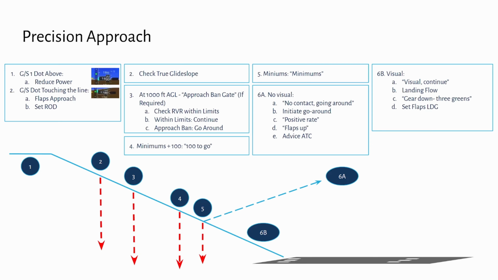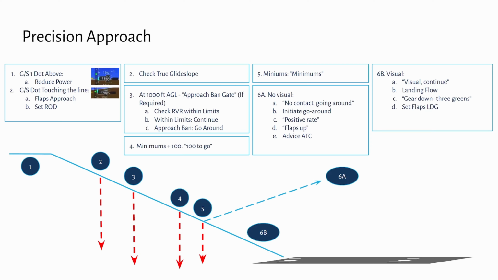Now, when the glide slope touches the line, we need to set our flaps on the approach. That could be, depending on the aircraft, you need to know your own configurations, but we set the flaps at approach, and then we set our rate of descent. So it's the same as a non-precision approach where we check our ground speed, times it by 5, or we can check the chart, and then we set our rate of descent, which will maintain us down the approach path.